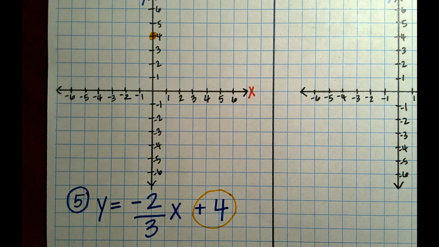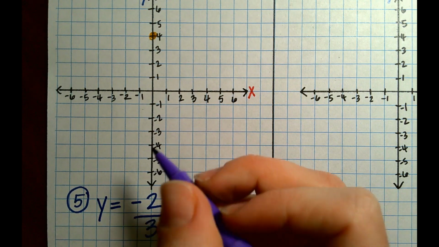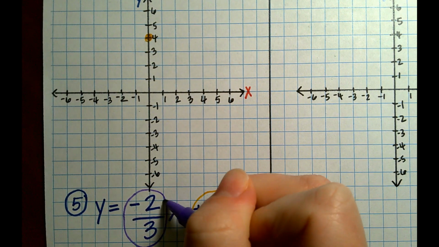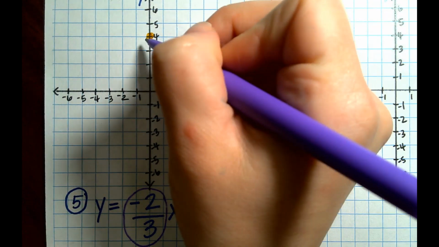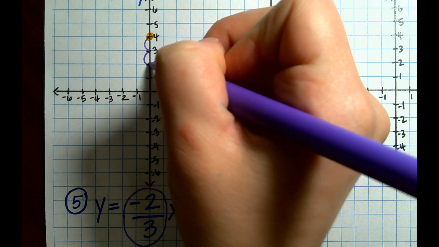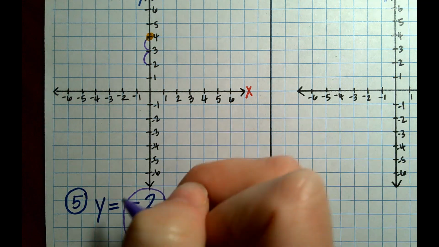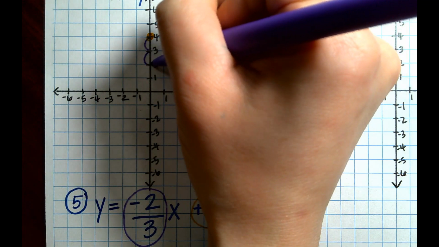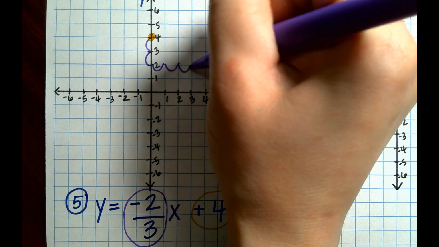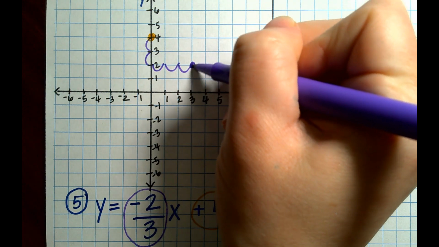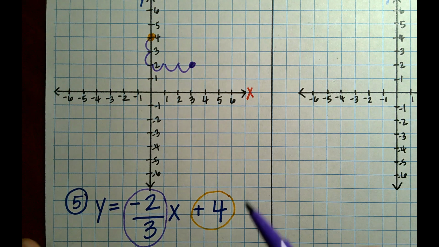Down 2, because negative. So we're going to go 1, 2. And then to the right. Over 3. 1, 2, 3. There we go. Perfect. Connect the dots.